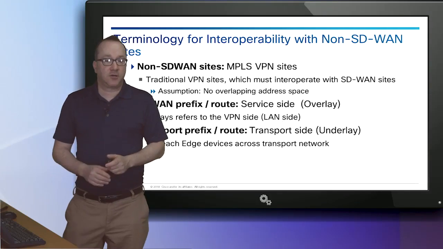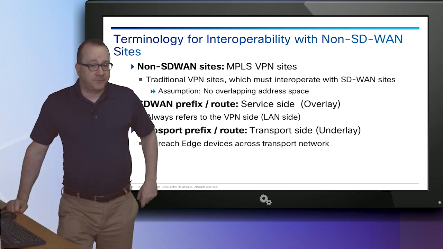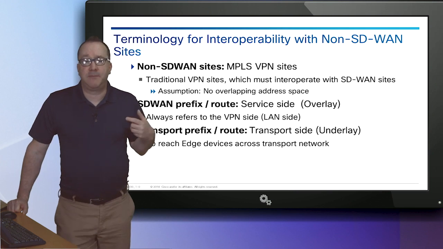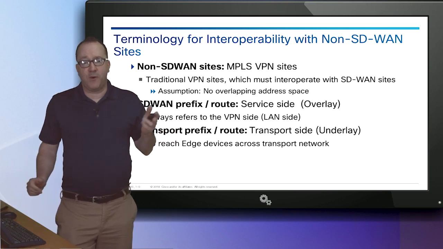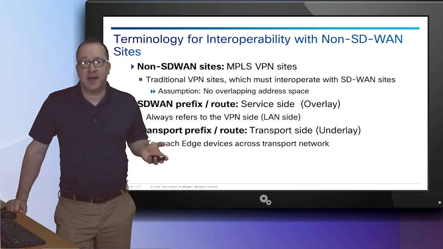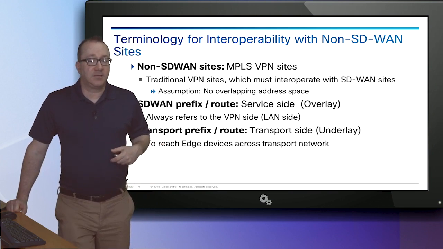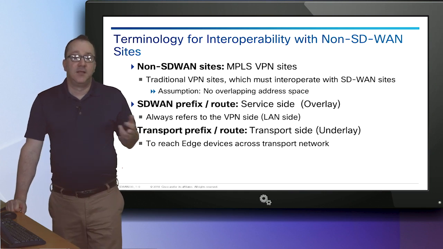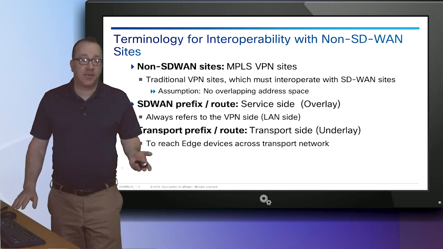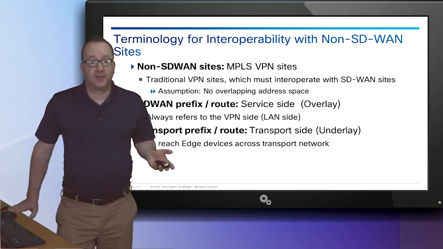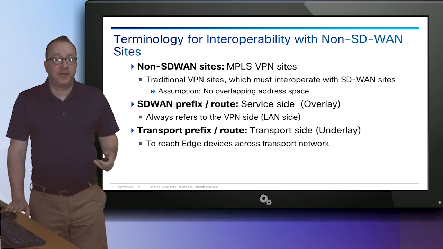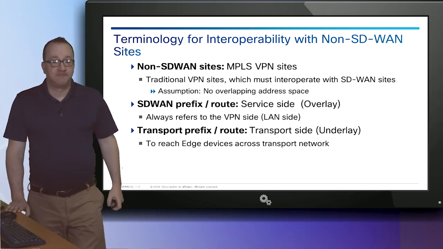So we're going to use some terms that are probably going to be new to you. Non-SD-WAN sites and prefixes refer to those traditional MPLS VPN sites. The main point is we assume that address space in the SD-WAN and non-SD-WAN space is coherent and non-overlapping. We also have SD-WAN prefixes and routes. Those always refer to the overlay, in other words, the service side. And then we have the transport prefixes, which always refer to the underlay. A transport prefix typically leads us through the underlay to another vEdge device.